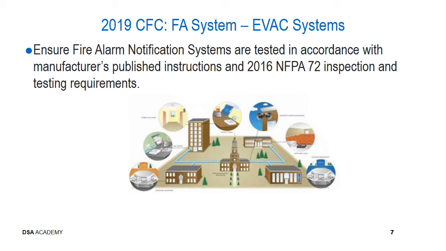The project inspector needs to ensure that the fire alarm notification system has been tested in accordance with the manufacturer's published instructions and the current 2016 NFPA 72 inspection and testing requirements as outlined in Chapter 14. NFPA 72, Figure 7.8.2, contains a copy of the system record of completion documentation that must be provided to the PI by the contractor.